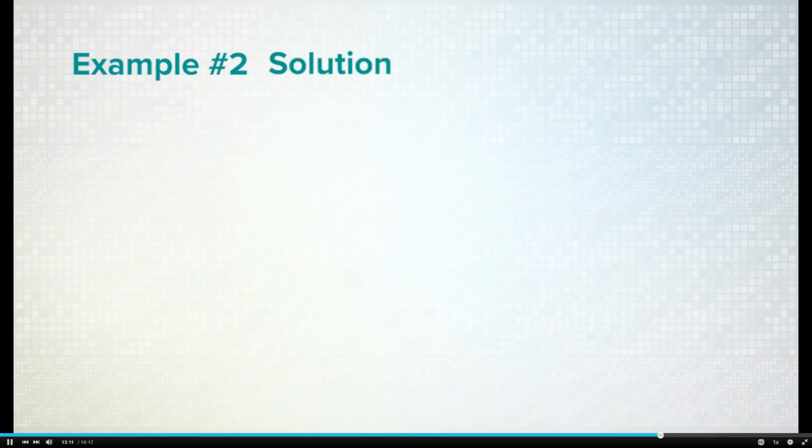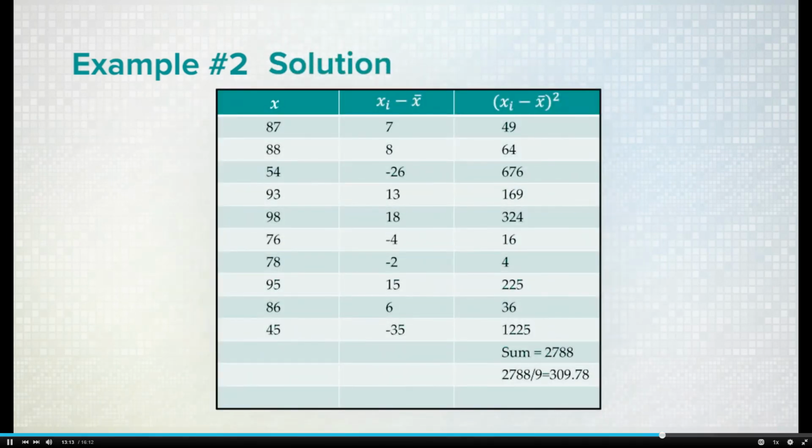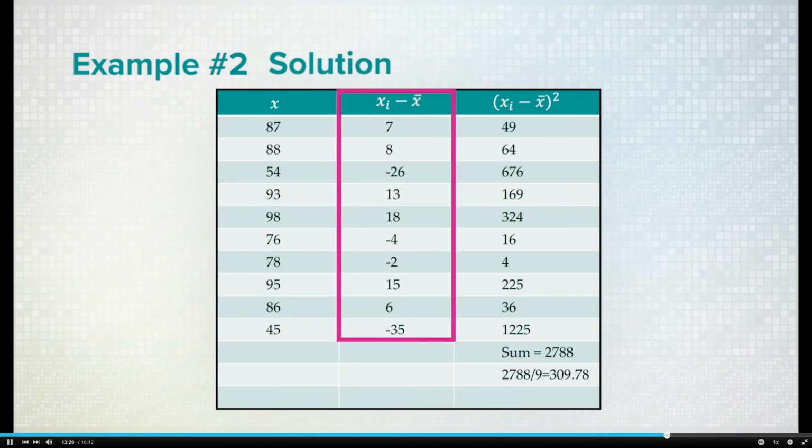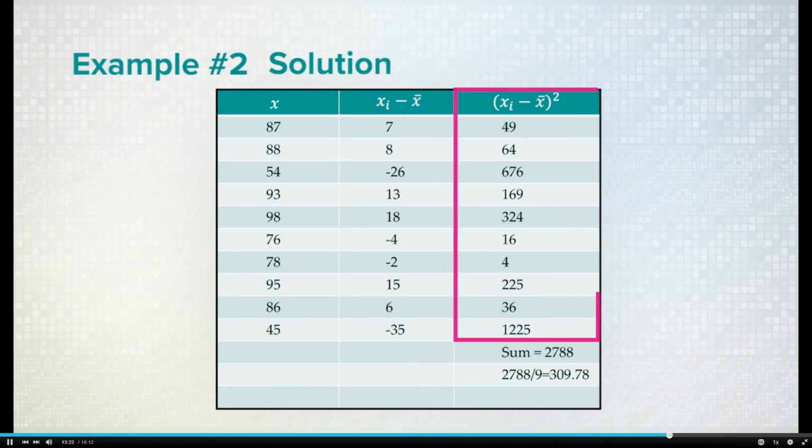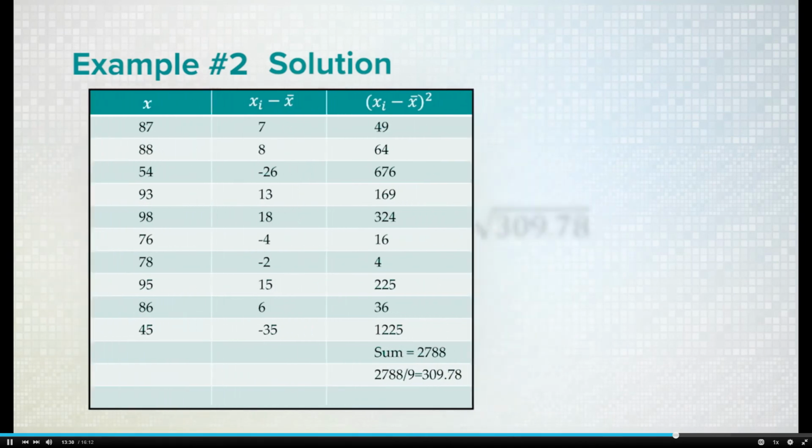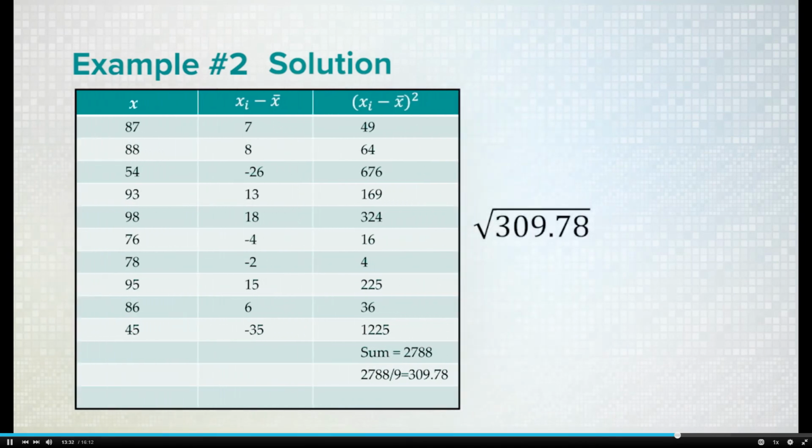Here's the solution to example 2. Looking at your chart, you might have something that looks like my solution, where you have a column of x minus the mean, and then the squared column. You add it up to get 2,788. You divide by 9, and then you take the square root. And that gives you 17.6.